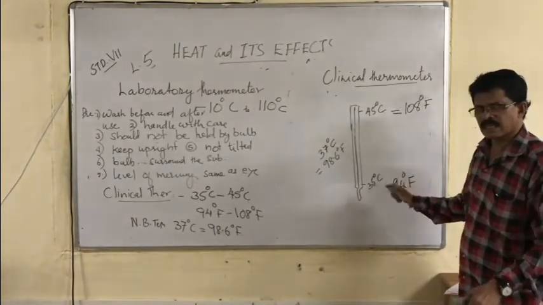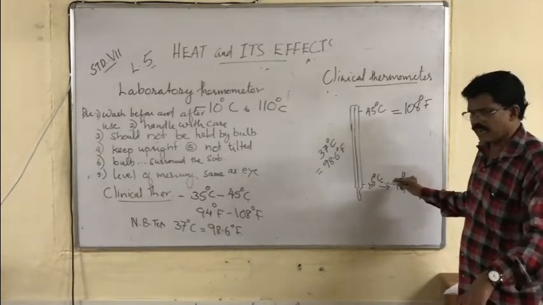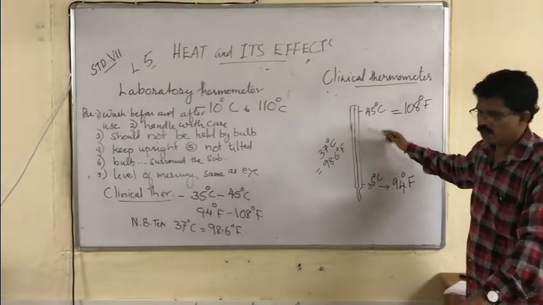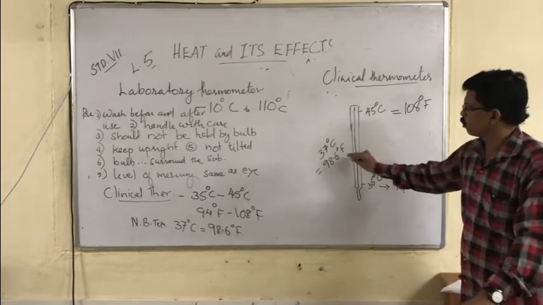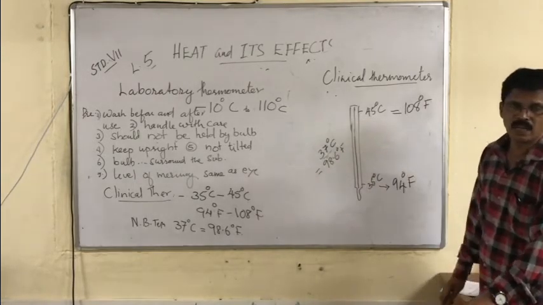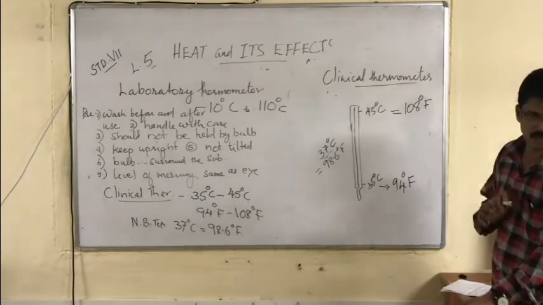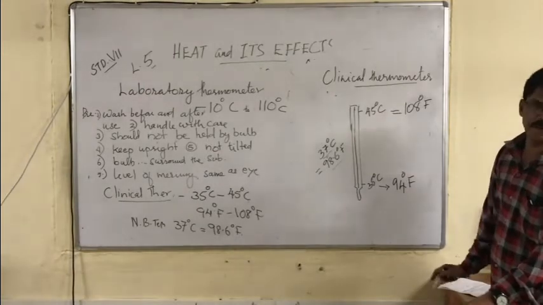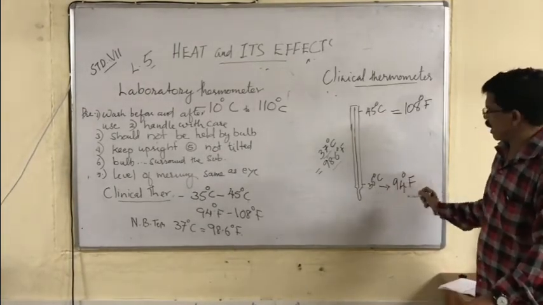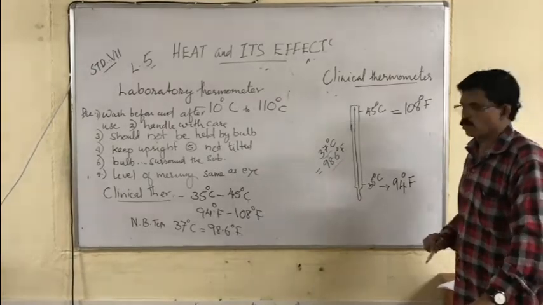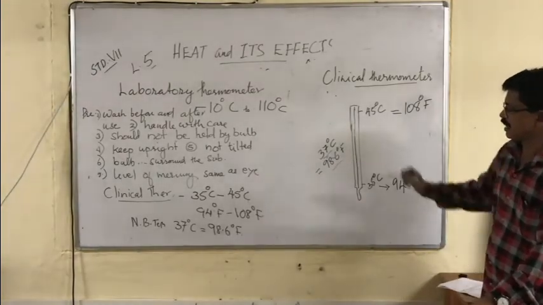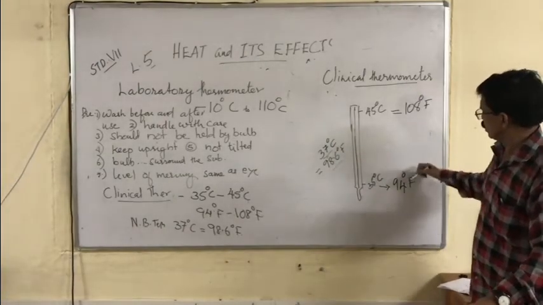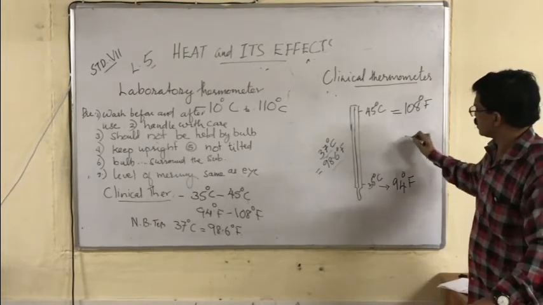So you see, there are two types of clinical thermometer. It can be a Celsius scale or Fahrenheit scale. If it is Celsius scale, the lower fixed point is 35 degrees Celsius and upper fixed point is 45 degrees Celsius. Why this very short range? Because the normal, healthy human temperature is only 37 degrees, or 98.6 degree Fahrenheit. So 35 is equal to 94 degree Fahrenheit and 45 is equal to 108 degree Fahrenheit. 37 is equal to 98, so it is coming in between 94 and 108.